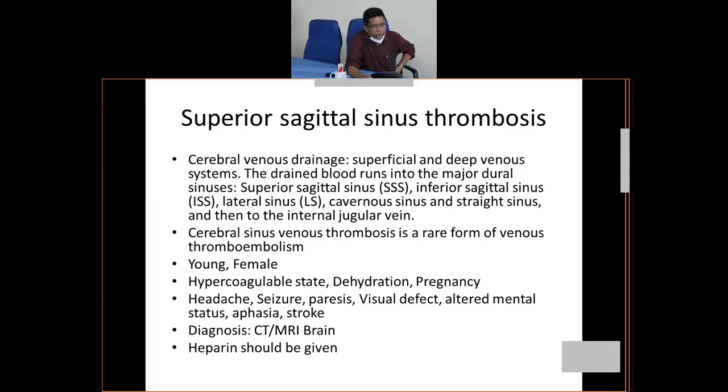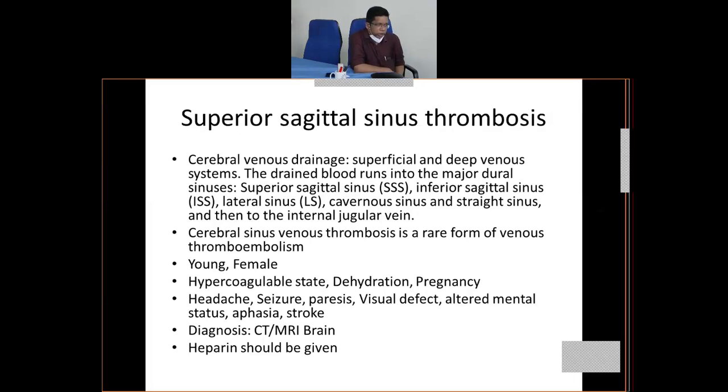So cerebral venous sinus thrombosis is one of the important complications, especially in a pregnant lady, in a patient having a hypercoagulable state, and a patient who is dehydrated. Especially in female patients, you should have suspicion for thrombosis of the superior sagittal sinus, especially if the patient presents with continuous severe headache, sometimes with seizure or convulsions, visual defect, altered mental status, and sometimes the patient may have weakness of the lower limb, sometimes the upper limb, then you should have suspicion for cortical venous thrombosis. Diagnosis is by MRI brain.